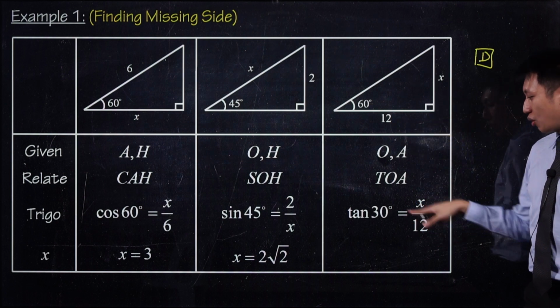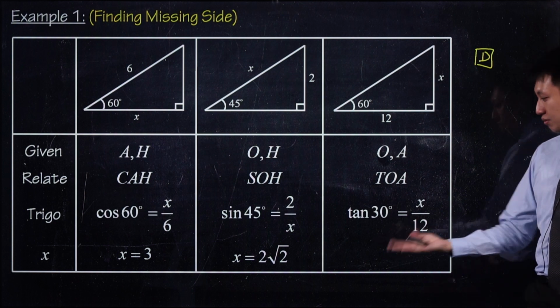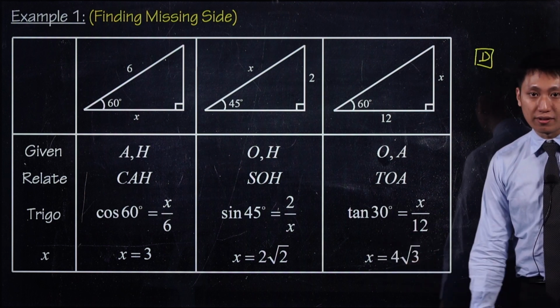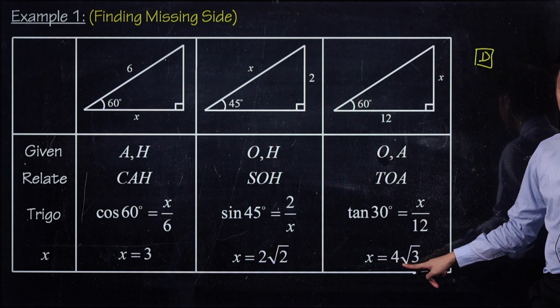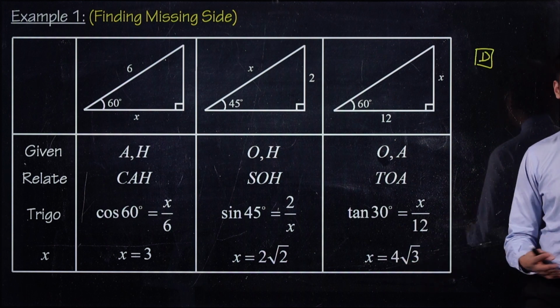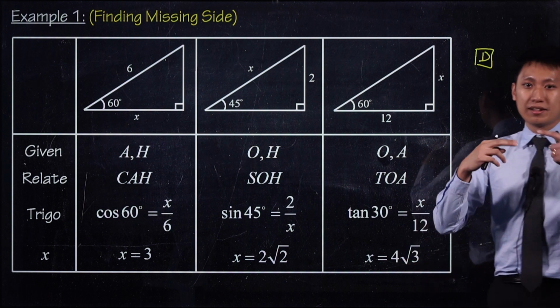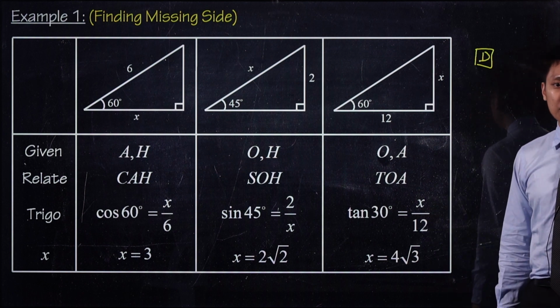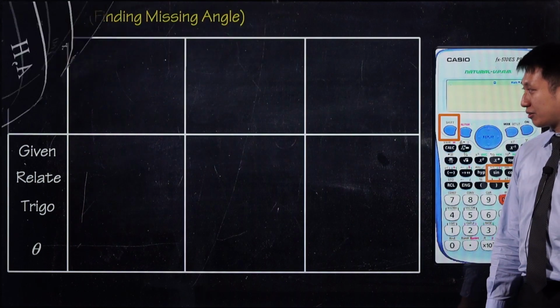So x is 12 tangent 30. Press the calculator and get 4 square root 3. The new calculator will give you 4 square root 3. The slightly older version will give you the decimal because there's no multi-level display. Okay, so I'll do the next one.